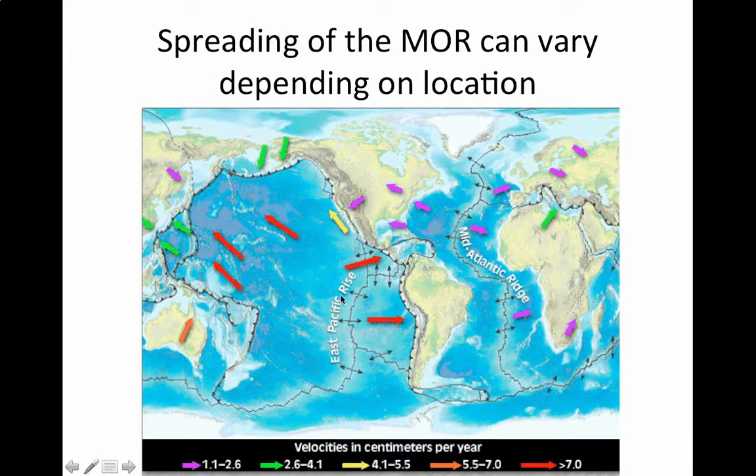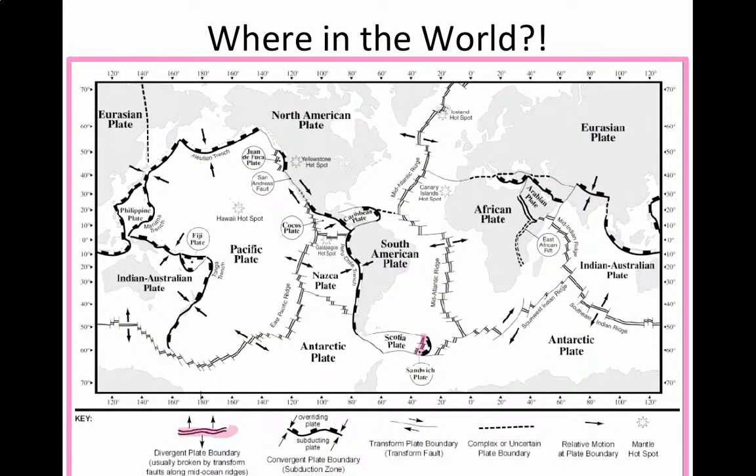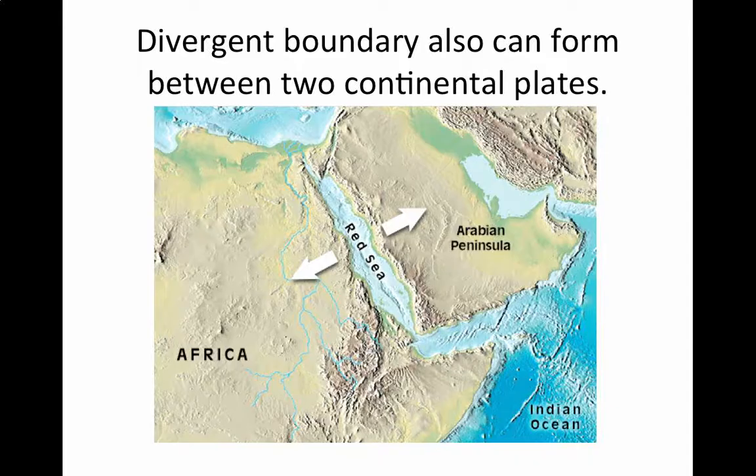The fastest mid-ocean ridge is the East Pacific Rise, moving at about 7 centimeters a year, where the mid-Atlantic ridge is a little bit slower, maxing out at about 2.5 centimeters a year. So some common places in the world that we find these divergent boundaries, as we mentioned, are all throughout the middle of the oceans. Both the Atlantic and the Pacific are common, but it's definitely spread out to all oceans.